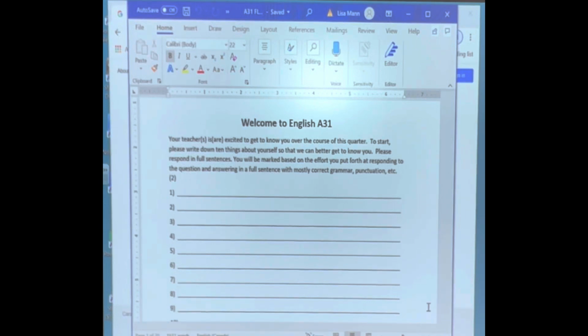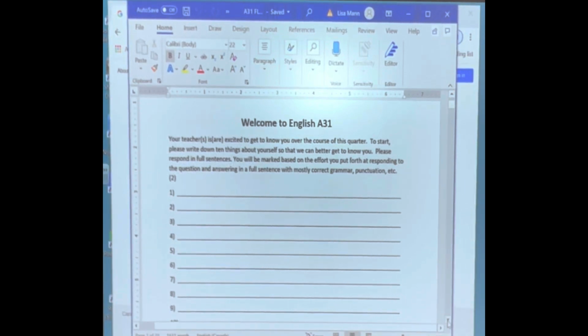All right, so the assignments in this module should be fairly straightforward. They're just an introduction to English A31, just to get your brain working and thinking about English topics, setting some goals for yourself, and letting me know a little more about yourself. So for this assignment, it wants you to tell me about yourself.